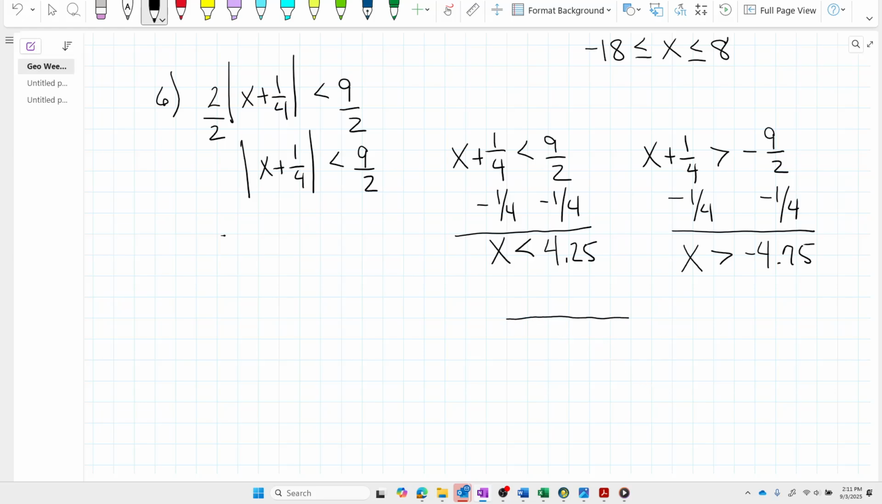So we've got this negative 4.75 on the graph, and we got the 4.25. We're open on both. And we are greater than the negative 4.75, and we're less than the 4.25, so we're shading in the middle.